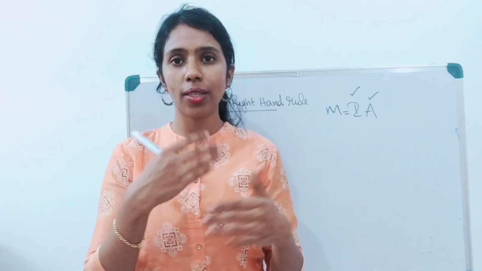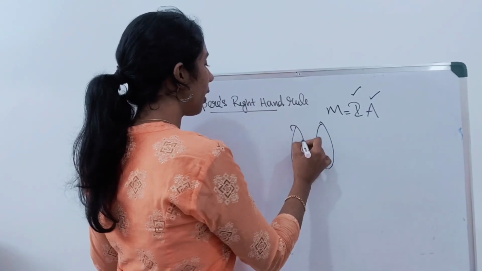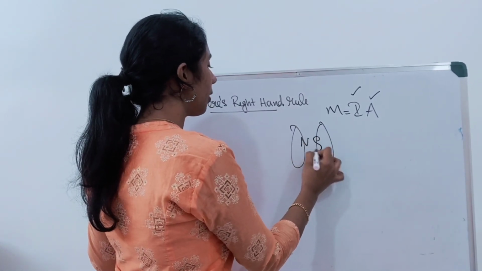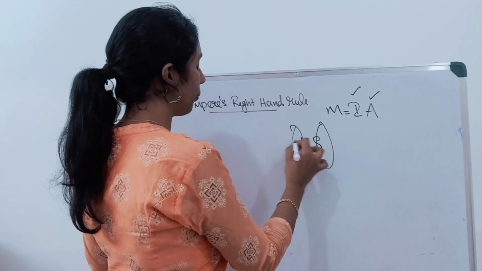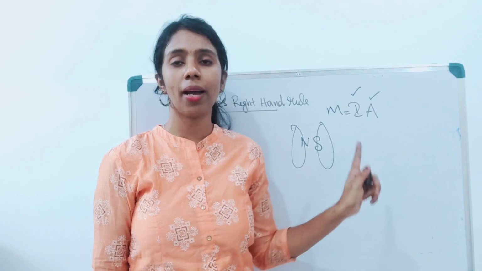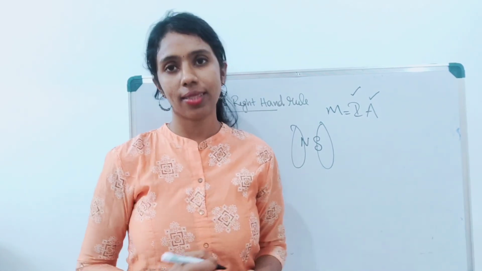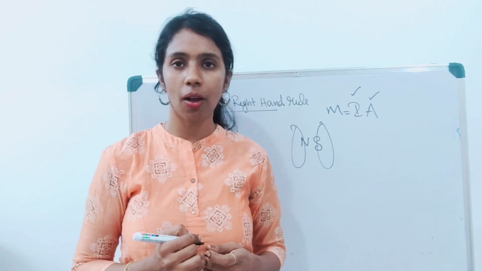For example, if this is the first loop, consider this as a solenoid. If this is the north pole, the adjacent loop will be having the south pole, and polarity of this circular loop can be determined using clock rule, which we already discussed in Biot-Savart's law. So you can check it out in the description box.